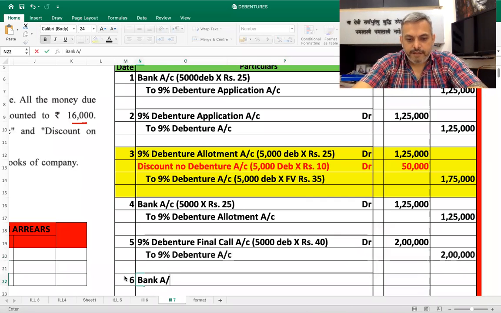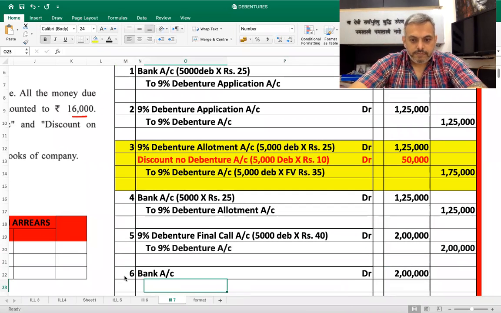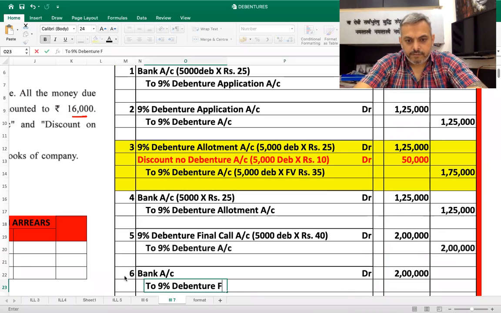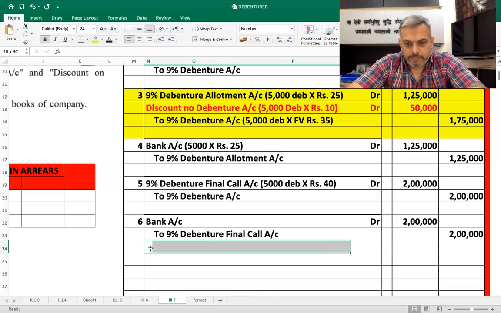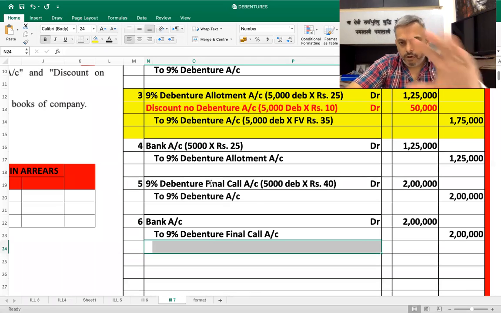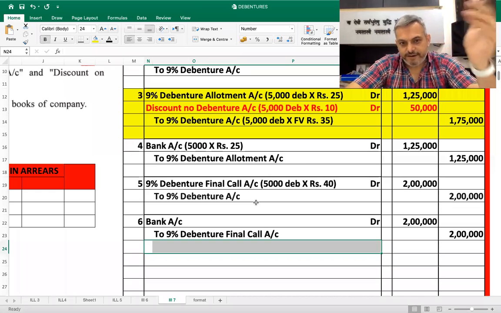Then 6, bank account debit. No calls in arrears, so directly 2 lakh, to 9% debenture final call account, 2 lakh. Now this is all over regarding collection of money towards debenture.